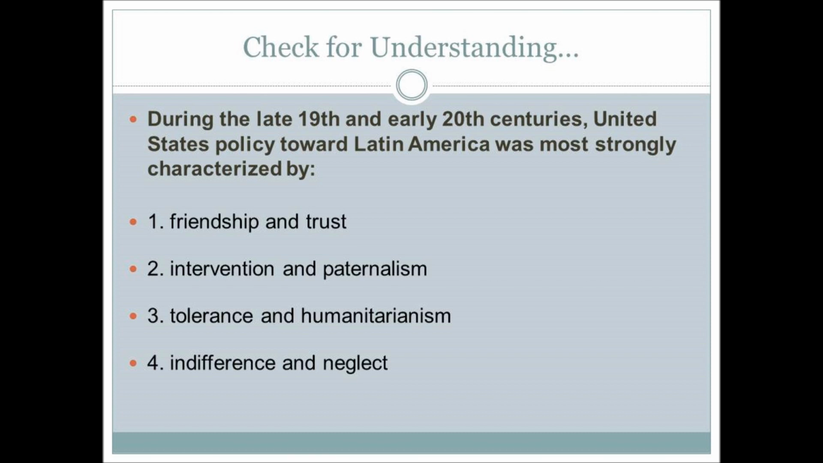Here's another check for understanding. During the late 19th and early 20th centuries, the United States policy towards Latin America was most strongly characterized by: 1. Friendship and trust. 2. Intervention and paternalism. 3. Tolerance and humanitarianism. Or 4. Indifference and neglect.